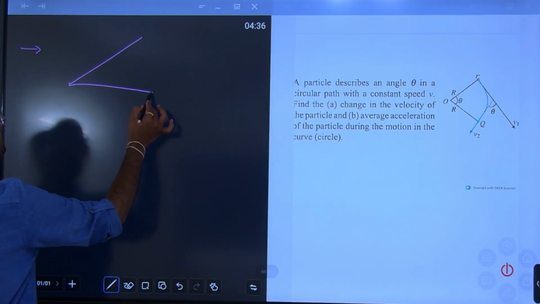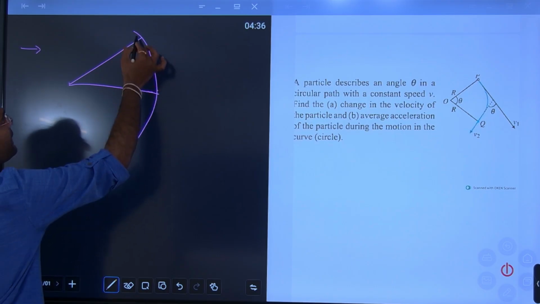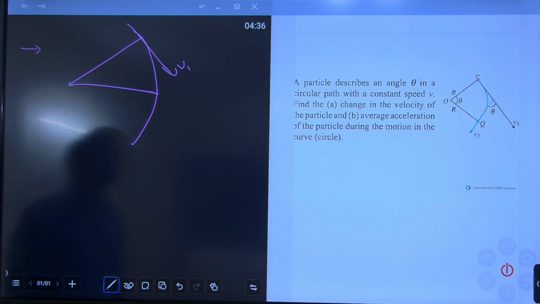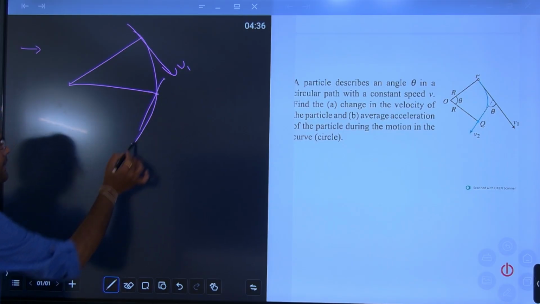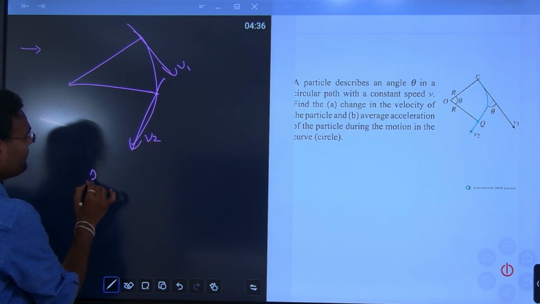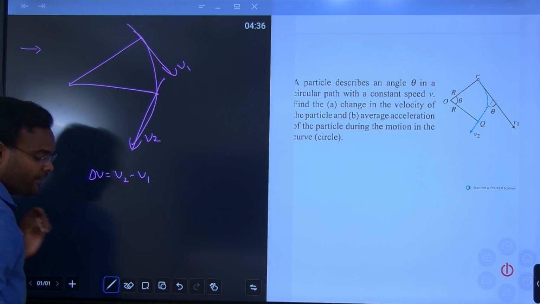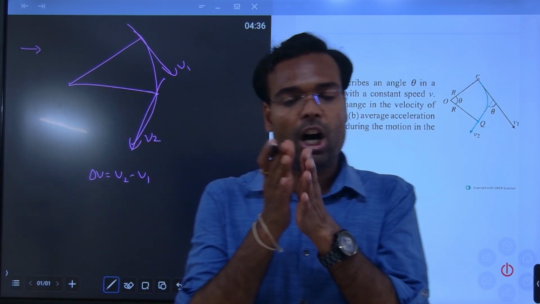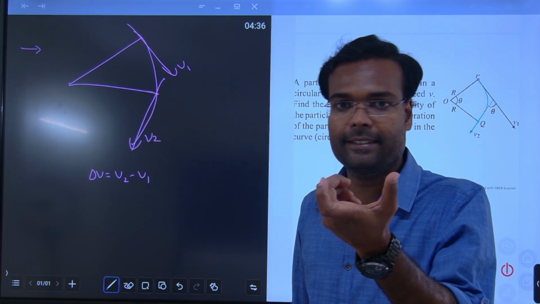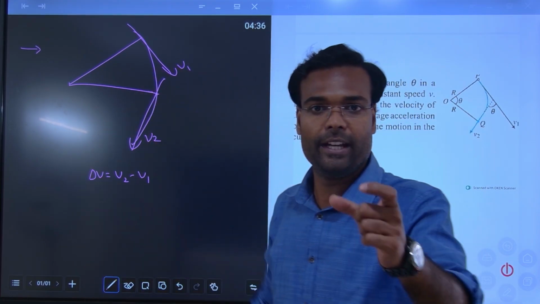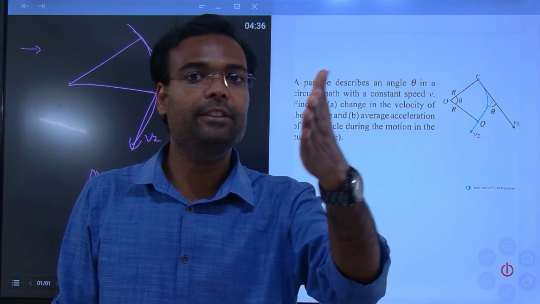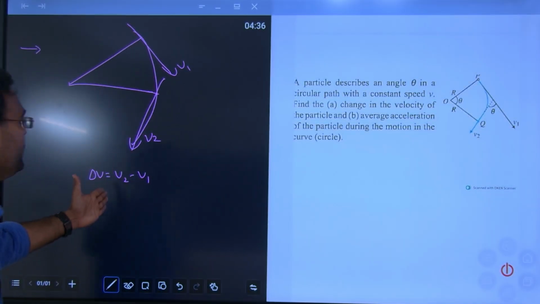See here, when the object is at this location, its velocity vector will be v1. Now the change in velocity is v2 minus v1. Here the magnitude of the velocity remains the same, that is, the speed remains v, but the vector's direction is changing. Even though the magnitude remains the same, if their direction is changing, the velocity vectors will be v2 minus v1.